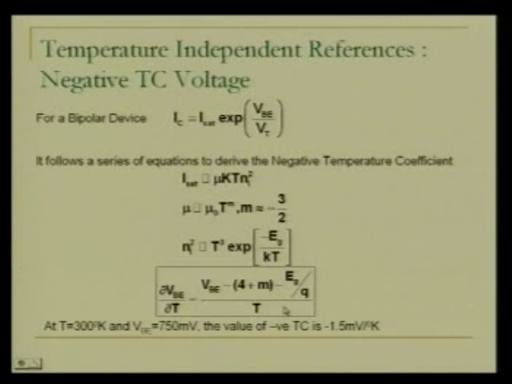You can find that this gradient itself is dependent upon my nominal base emitter voltage and nominal temperature. So these two dependent parameters always stay there. From observation at T equal to 300 Kelvin and VBE of 750 millivolt, this temperature coefficient comes to around minus 1.5 millivolt per degree Kelvin. So this is a negative quantity, and that's why it is called negative temperature coefficient.